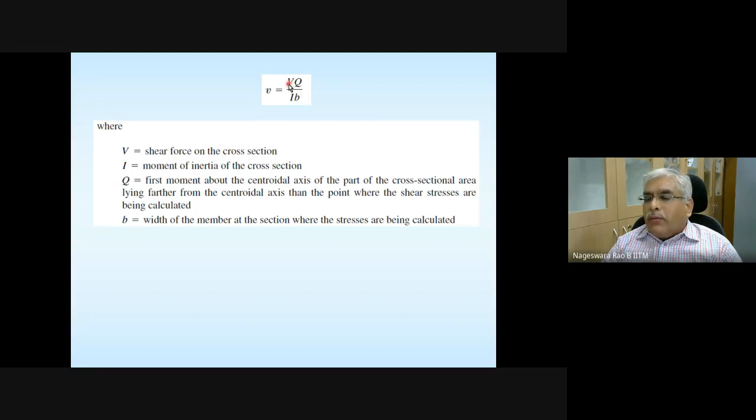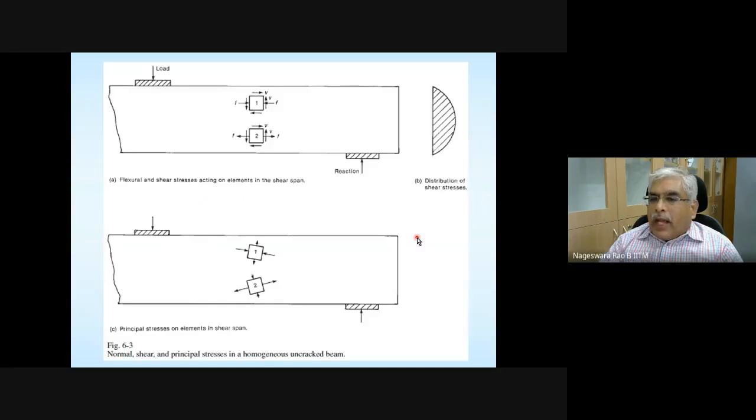So V is the shear force that you get from your structural analysis. Q is going to be a function of your geometric dimensions. I is your moment of inertia of the cross section. B is the width of the section. So if you calculate shear stress along the depth of the beam, once you know the shear force at a point along the length of the beam, let's say this is the section, and at this point along the length of the beam I know what the shear force is.